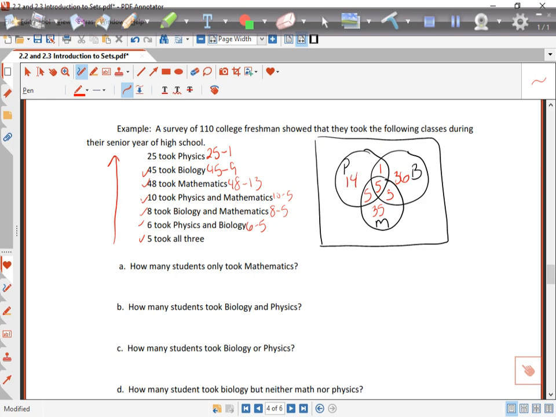Now we're not quite done. In the previous one we were done because that's all the information we had. We still need to figure out one more number. We know there's 110 college freshmen. So what we need to do is figure out how many students we've used so far. The way to do that is to add up all those numbers: 14 plus 1, 36, plus 5, plus 5, plus 3, plus 35 equals 99. So we've only used 99 of the 110 students, so 110 minus 99 gives me 11. That means 11 students weren't taking any of these.